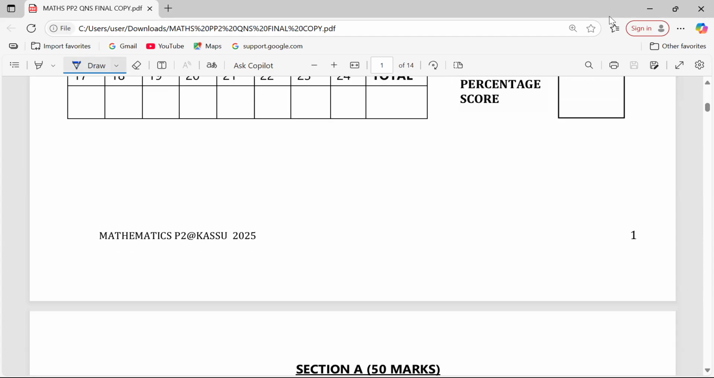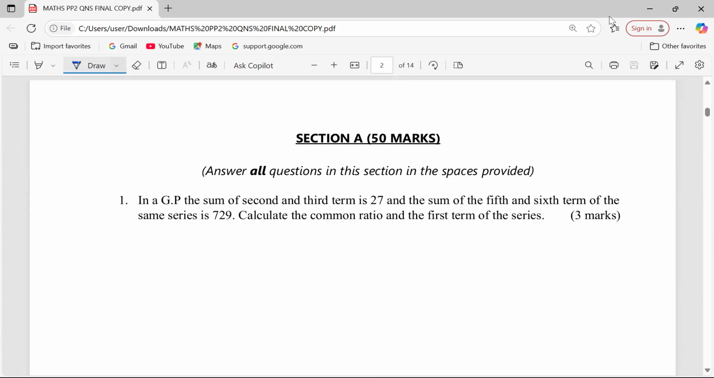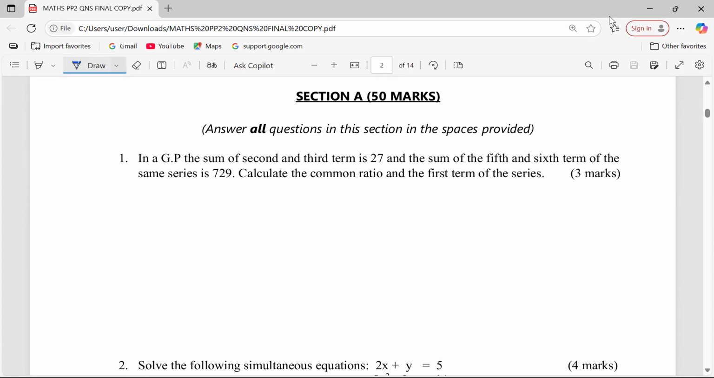So section 1, which is a very good section, the first question is from sequences and series. In a GP, that's a geometric progression, the sum of the second and the third term is 27, and the sum of the fifth and the sixth terms of the same series is 729. Calculate the common ratio and the first term of the series.